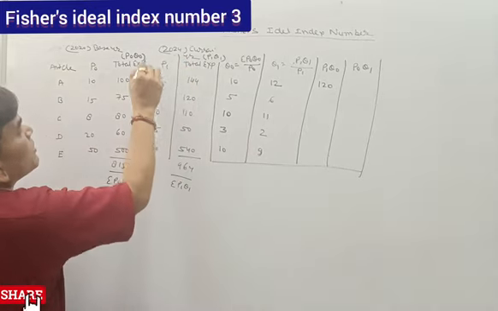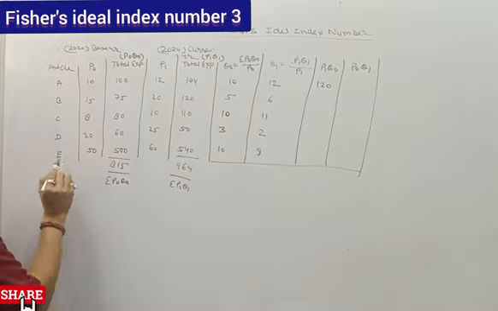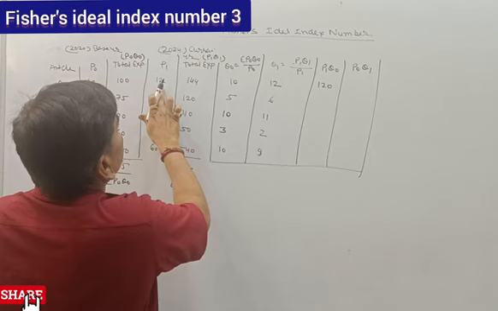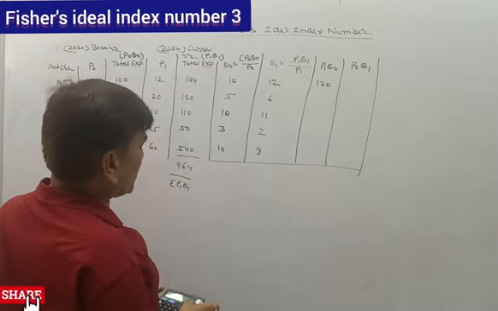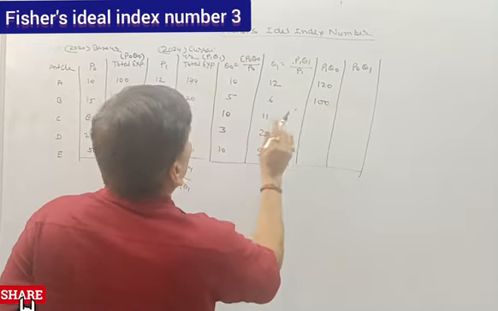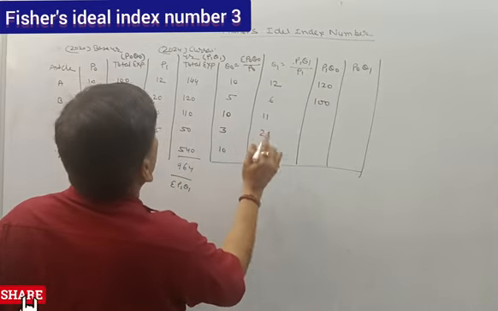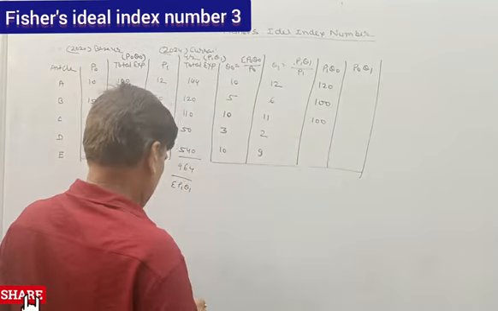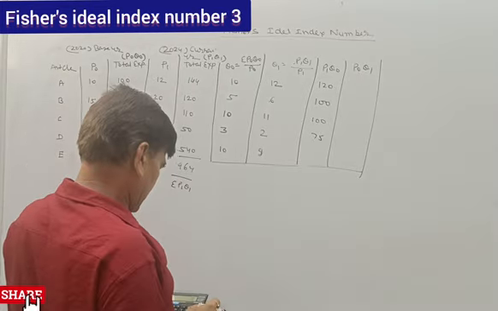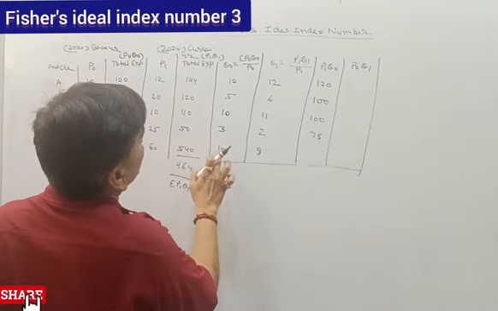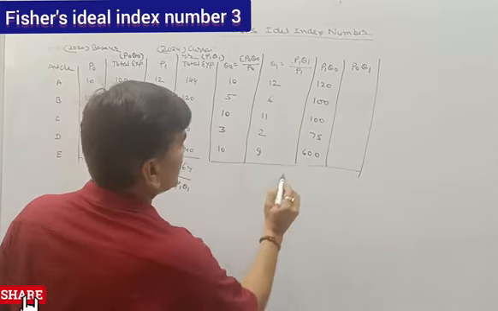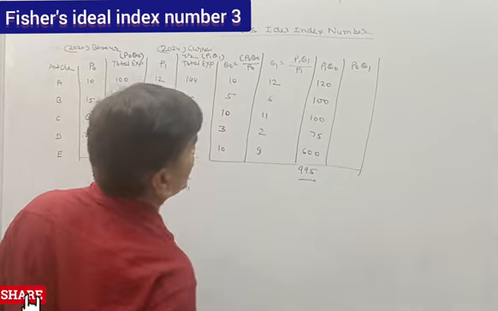So firstly P1 and Q0, 120. 20 multiplied by 5, that is 100. Next 10 multiplied by 10, that is also 100. 25 multiplied by 3, that is 75. 60 multiplied by 10, that is 600. So that is 995.